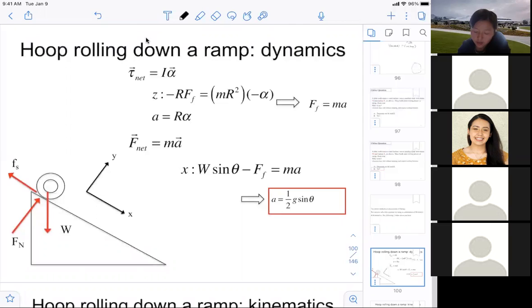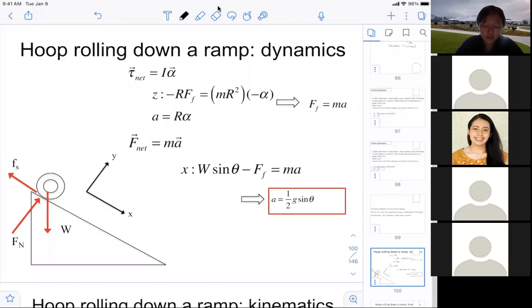Okay, so a hoop is rolling down a ramp. We have solved it previously using conservation of energy. We can also use Newton's second law. It's not as easy, but it's doable. So how do we do that? We'll see.